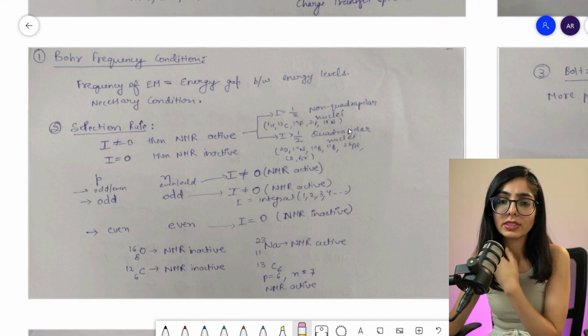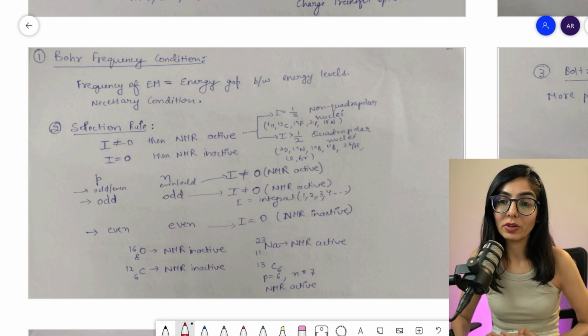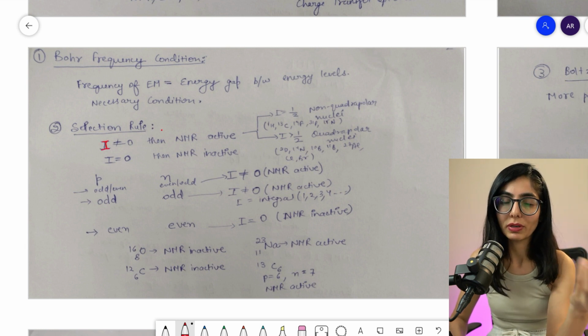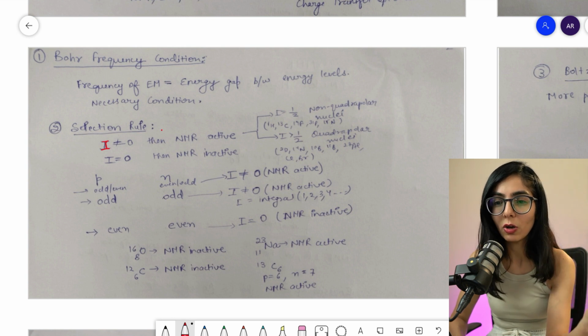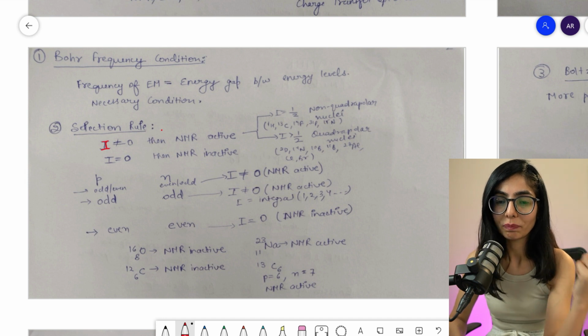Now coming to the second condition, that is the selection rule. The selection rule is very important guys. If I is not equal to 0, then the nuclei will be NMR active. You must have seen it thousands of times, I'm pretty sure, but let's go with the flow, because otherwise things will not be completed. So suppose a nuclei is there, and this I is the nuclear spin number.